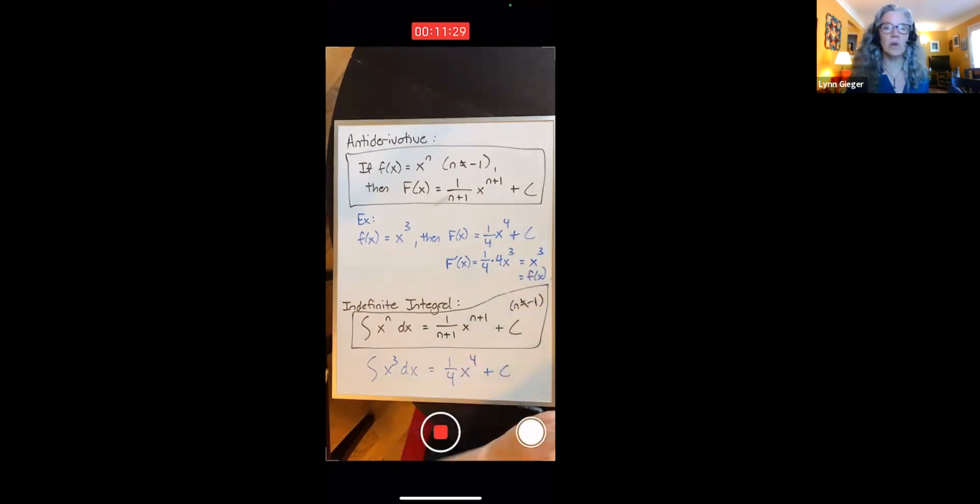All right, so I've already written down the shortcut for a constant and the shortcut for powers, as long as your power is not -1. Let's get a couple more out there.